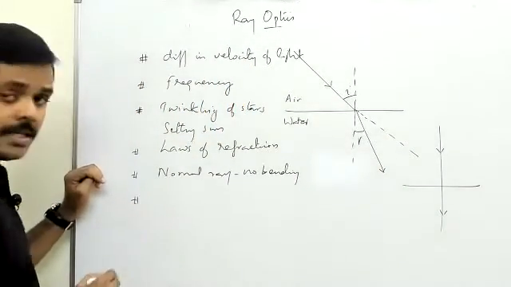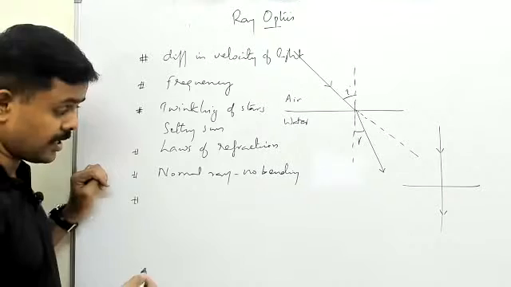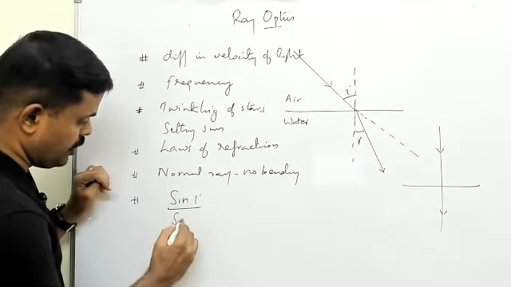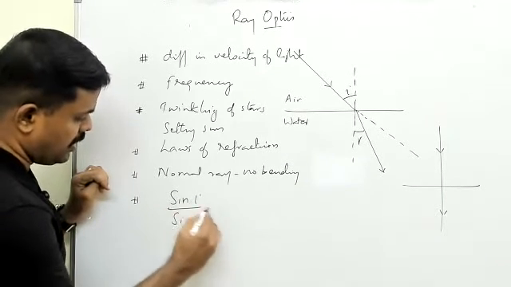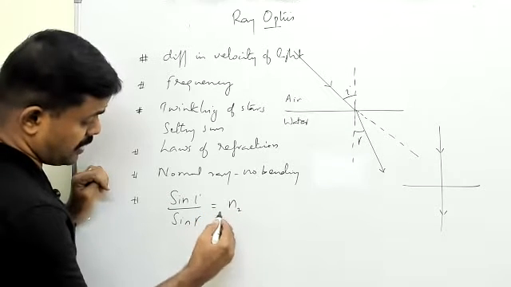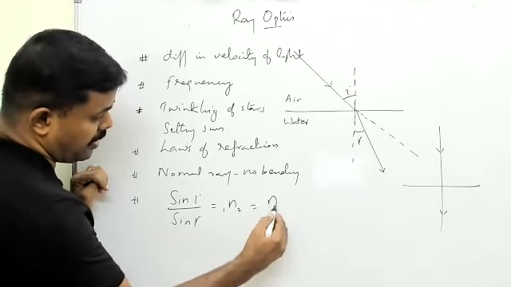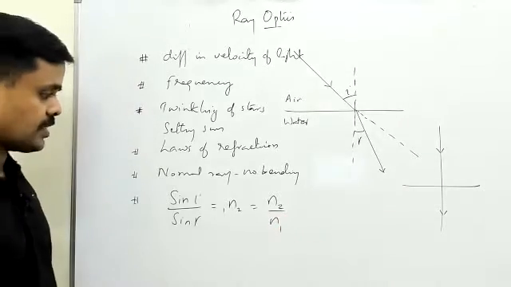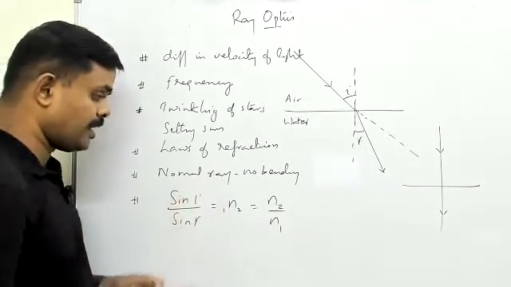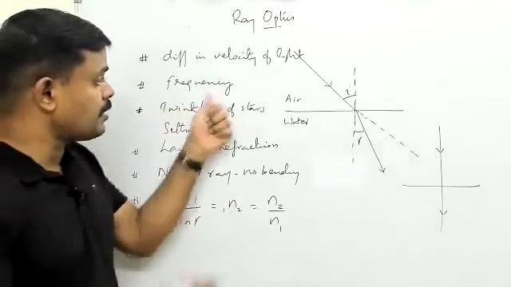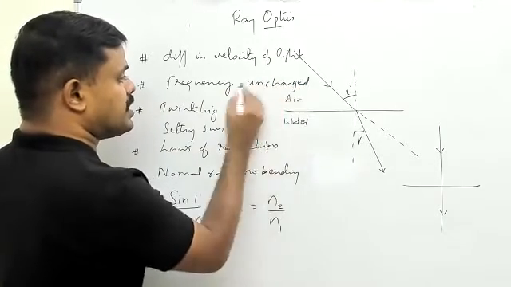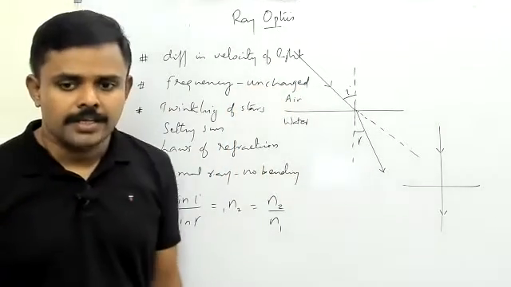And the next point is the second law of refraction. The ratio of sine of the angle of incidence to sine of the angle of refraction is a constant for a given pair of media. This is called relative refractive index. So for a normal ray, there is no bending. Like I told you, frequency remains unchanged. Frequency is the only characteristic that remains unchanged during refraction.